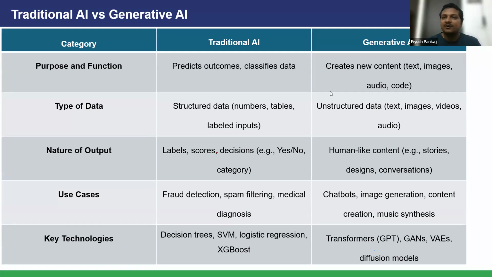But when we talk about generative AI, after the year 2020, we started talking about creating new content. Initially, it was only text and code. The type of data in traditional AI was structured data. Structured data means data that we can put into rows and columns.